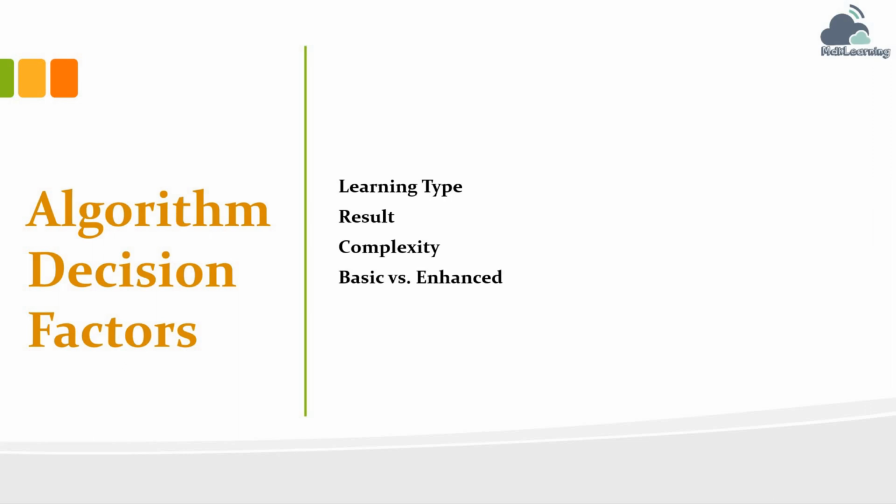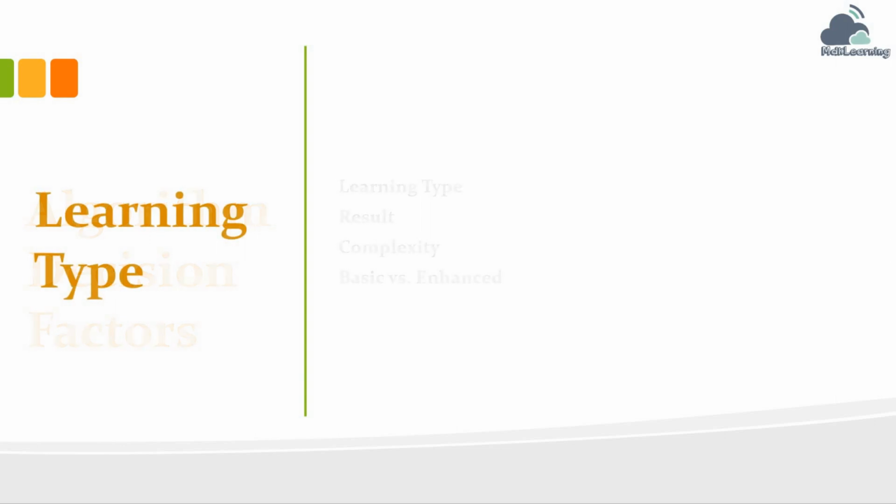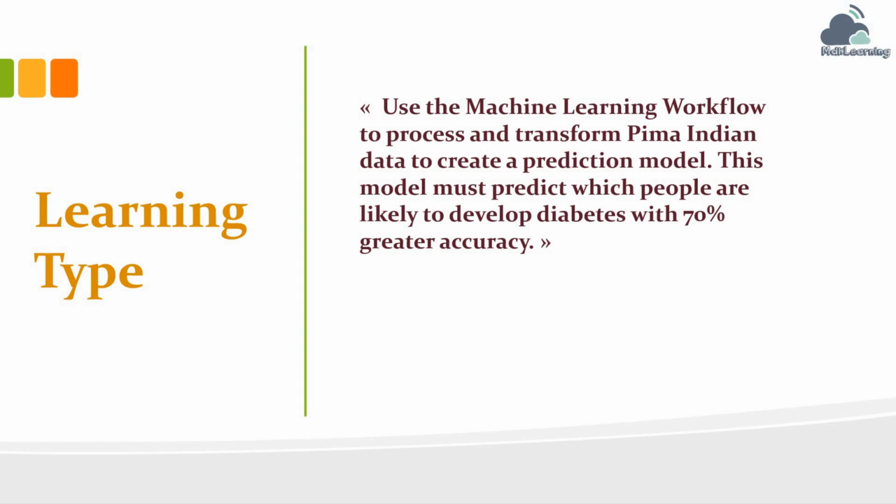We will use our solution statement and knowledge of the workflow to help guide us in the evaluation of these factors. Each algorithm has a set of problems with which it works best. One way to divide them is to look at the type of learning they support. With that in mind, let's go back to the solution statement and see what guidance it offers. Reading the statement, we see that our solution is about prediction.